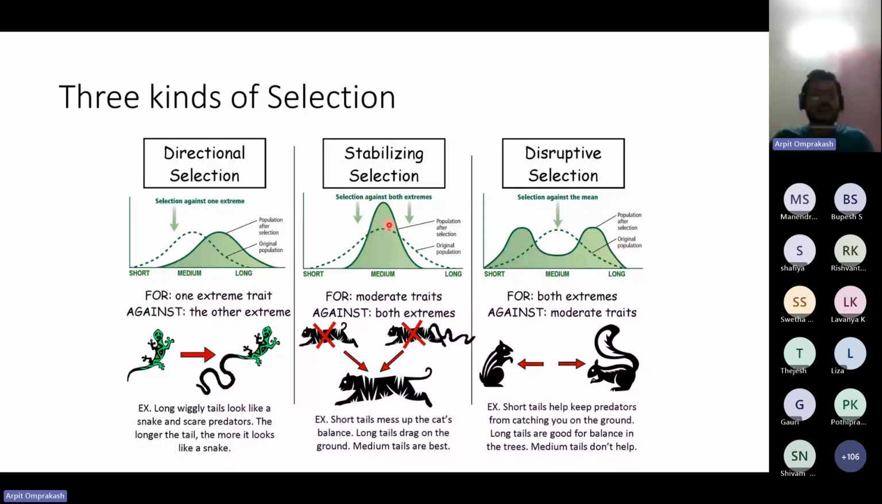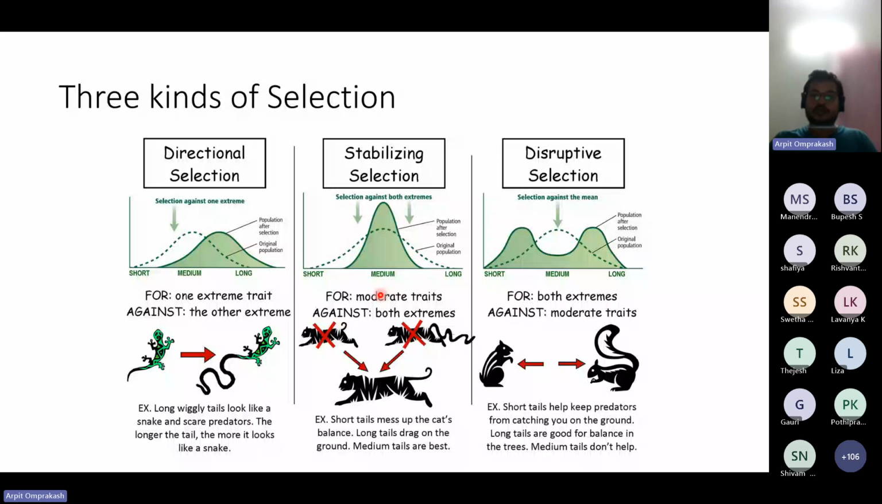This is called stabilizing selection. The mean of the population for the trait does not change, but the distribution gets more narrow. Okay. The third kind of selection that we can have is called disruptive selection.